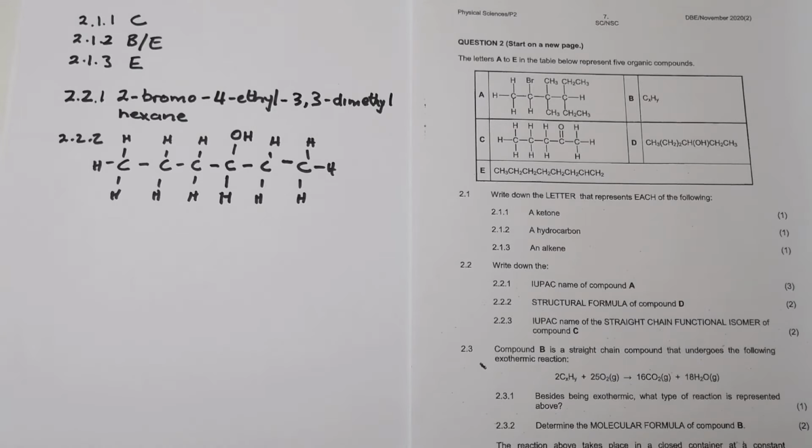All right, next question. They say write down the IUPAC name of the straight chain functional isomer of compound C. Now, I'll say this again. Remember, we've got two groups that are functional isomers of each other. So the first group is ketones are functional isomers of aldehydes, okay? And esters are functional isomers together with carboxylic acids.